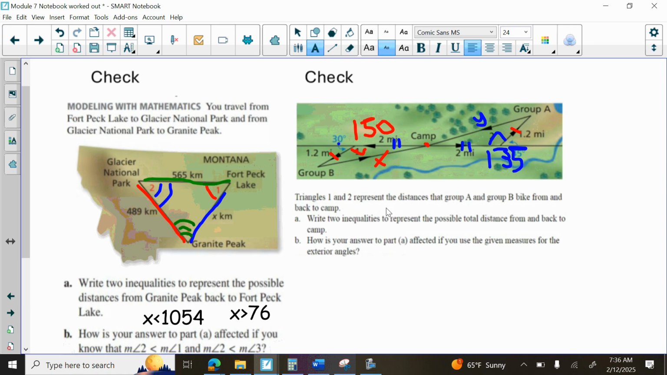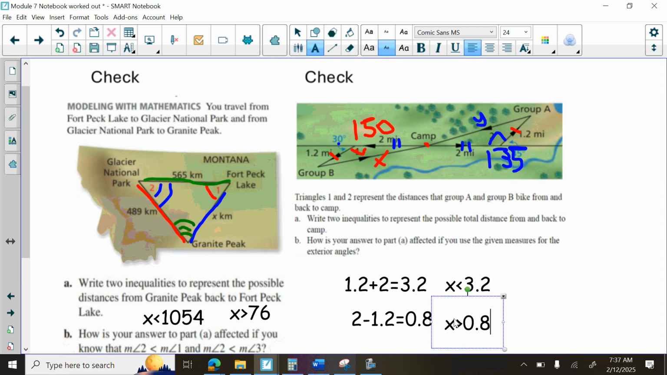Okay, so before we get to what's bigger, how do we find the possible range for X? We add 1.2 and 2, that gives us 3.2. And what does X have to be? Less than or equal to 3.2? Less than 3.2. And then what do we do? Subtract 2 minus 1.2 equals 0.8. X has to be greater than 0.8.